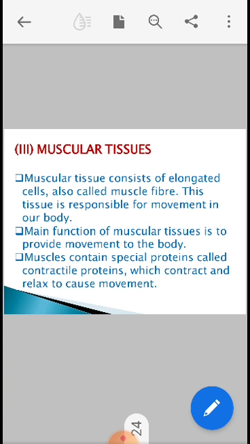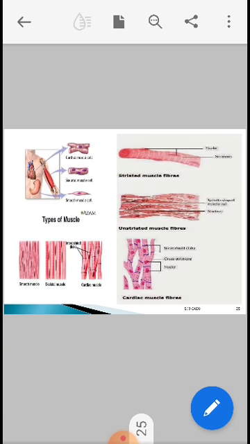When we talk about our heart, when the heart pumps the blood, at that time also the contraction and relaxation takes place. So what causes these functions, or what is responsible for these functions? It is the muscular tissues.